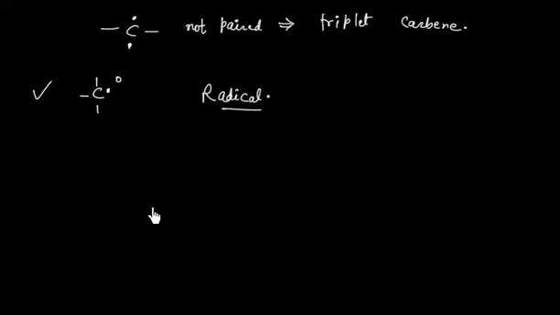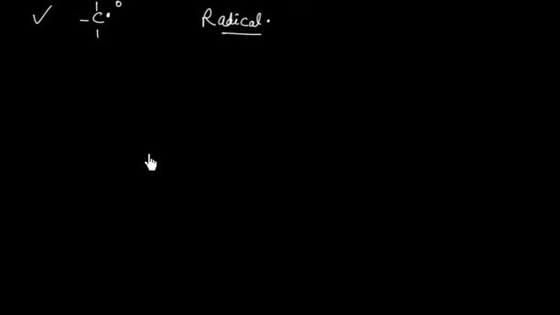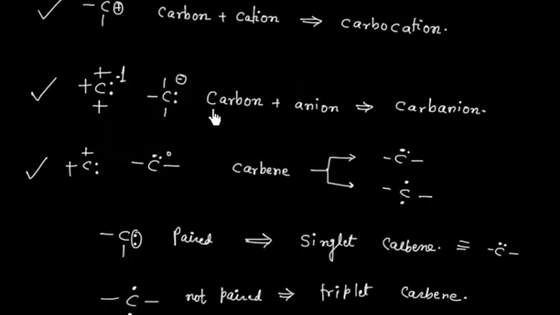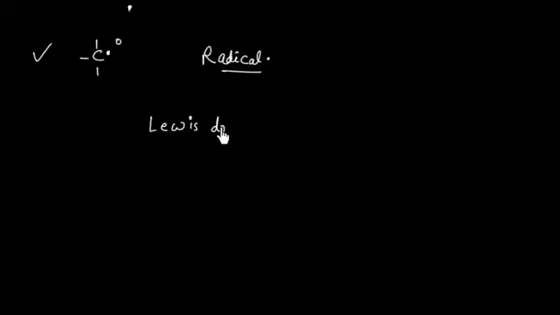Let us say some more species. Now related to the formal charge, generally you can have 2 kinds of problems. The first kind of problem you will have is where the Lewis dot structure is given to you. Lewis dot structure is given.